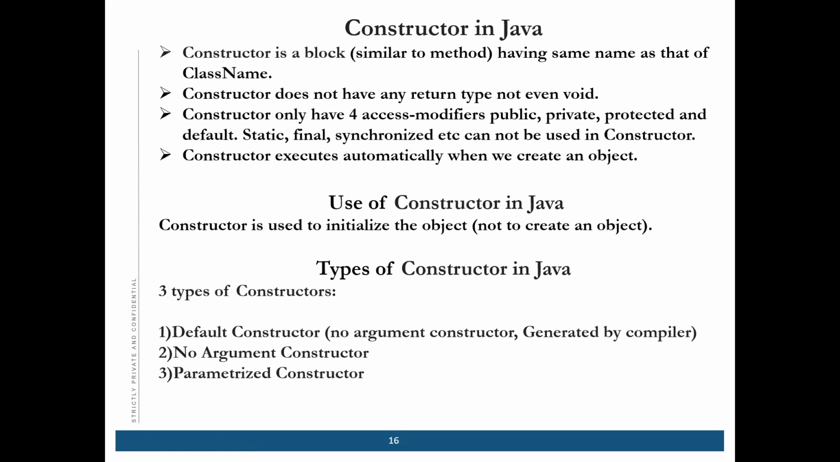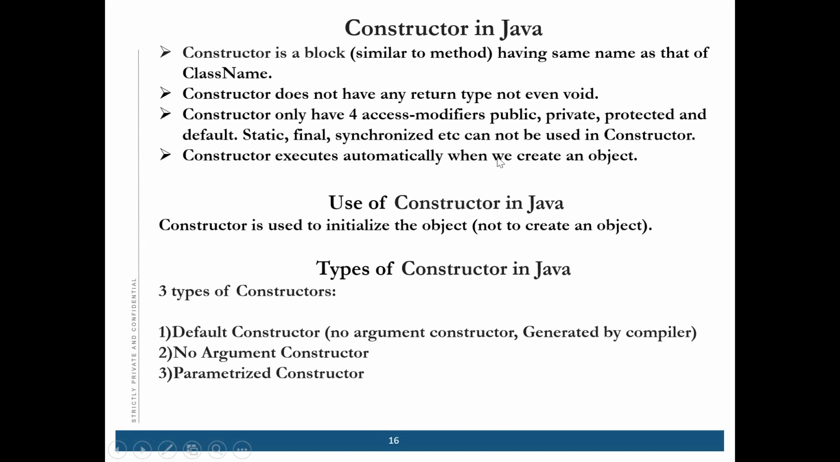Now, whatever we have studied till now, we are just summarizing it here. A constructor is a block which has the same name as the class name. A constructor does not have any return type, not even void. A constructor only has four access modifiers: public, private, protected, and default. And modifiers like static, final, synchronized, etc. cannot be used in the constructor.